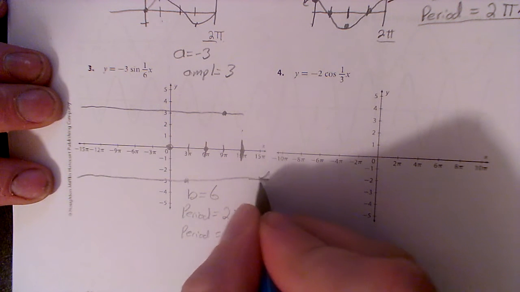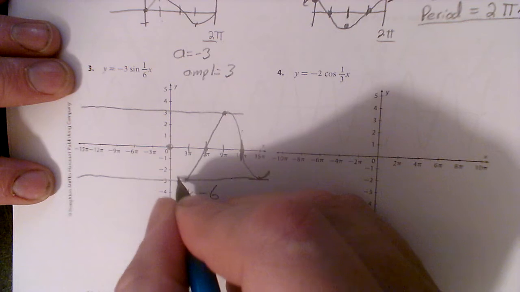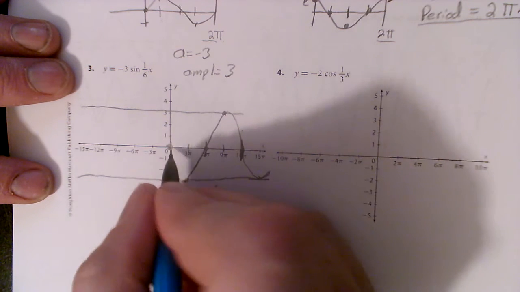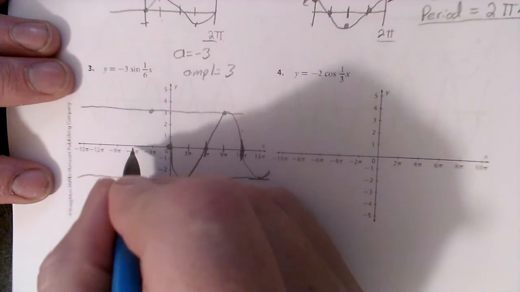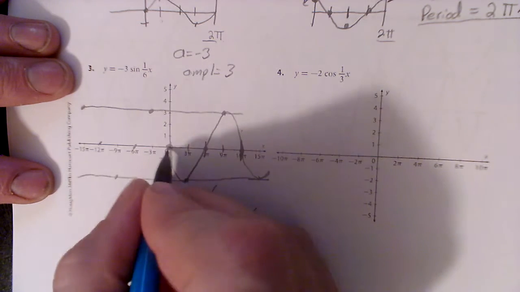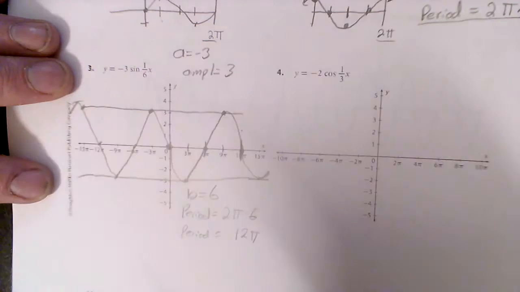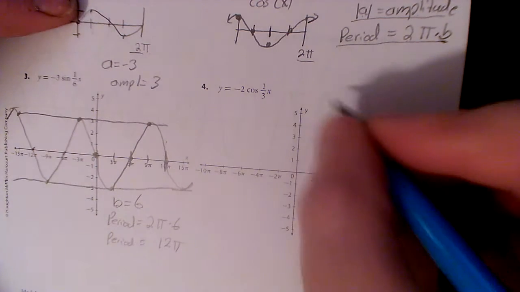Let's go ahead and make that graph. Oh, I missed a little bit. That's okay. From here, middle, top, middle, bottom, middle, top. And there it is. That's how easy it is. We'll come over here and do a cosine. So let's do it all right here.